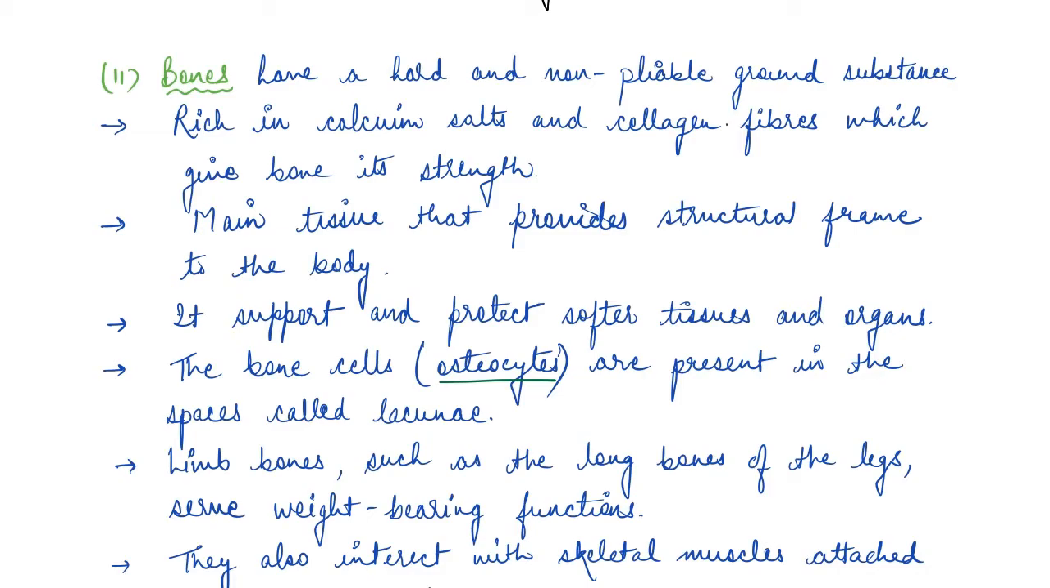So one thing is that it is rich in calcium salts, and then collagen fibers are anyways present, right? So these calcium salts and collagen fibers basically give strength to the bone. The main purpose of bone is to provide a structural frame to our body. The entire frame of your body depends upon the kind of bone that you have. If you have a very broad structure, you have broad bones. If you have a lean structure, you have lean bones, right?